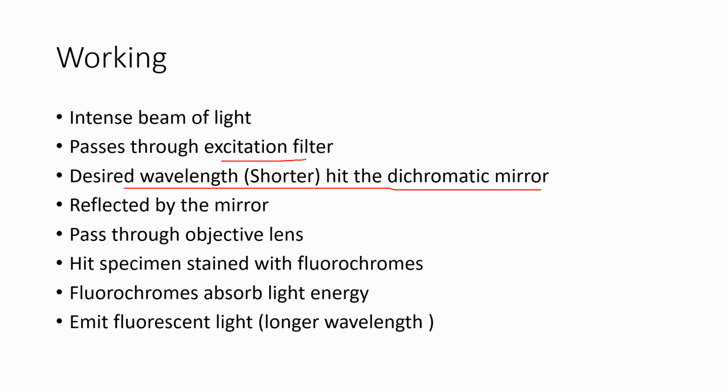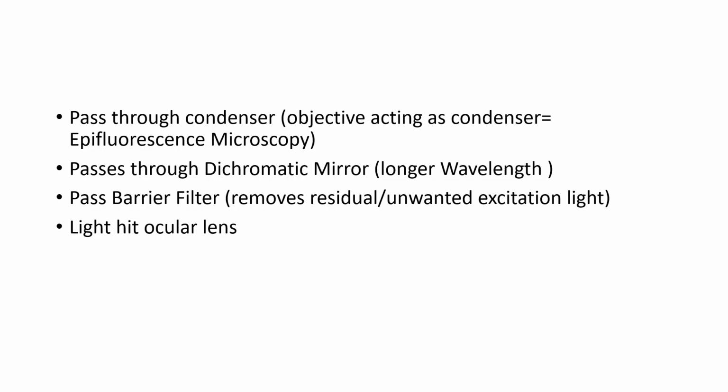Now these are reflected by the mirror, and pass through the objective lenses. When they pass through the objective lenses, they hit our fluorochrome stained specimen, and the fluorochromes absorb light energy. Now when absorbing light energy, they get excited, and on return they give us longer wavelength fluorescent light. And finally, these longer wavelengths pass through the condenser. Now, when passing through the condenser, they pass through the dichromatic mirror. These are long wavelength light rays.